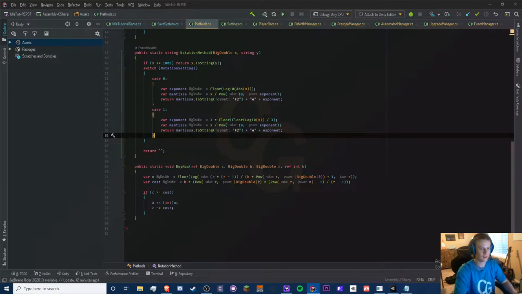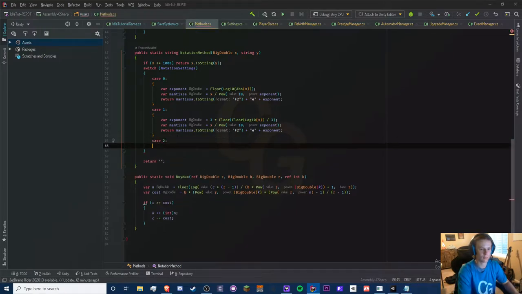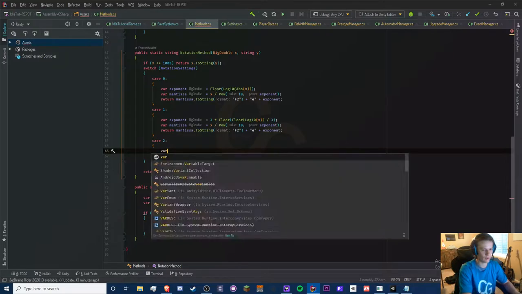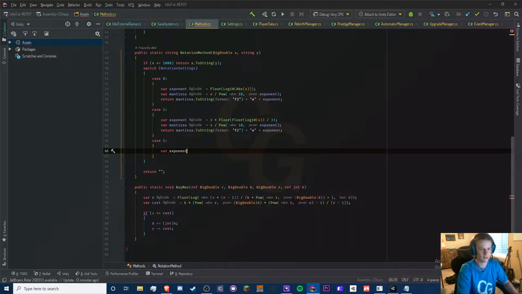So it's going to be in our notation method. It's going to be a little more complex than before. Okay, so there's two things we need to look for. We need to look for our exponent for normal scientific notation and our engineering notation. So we will have exponent, and honestly, we can calculate these up here.